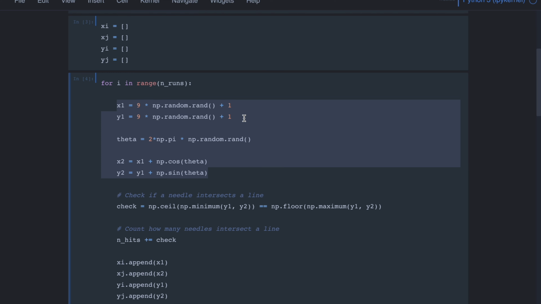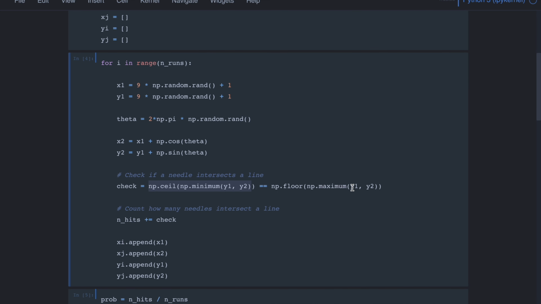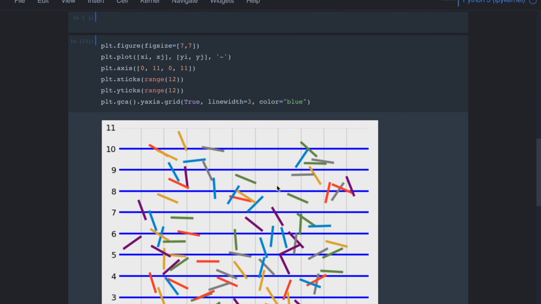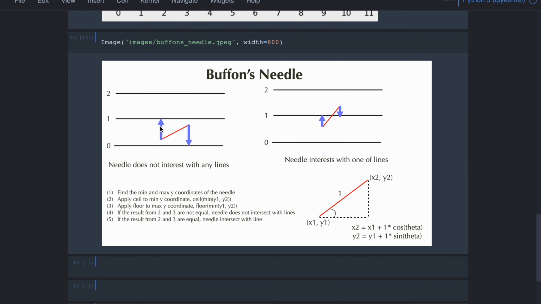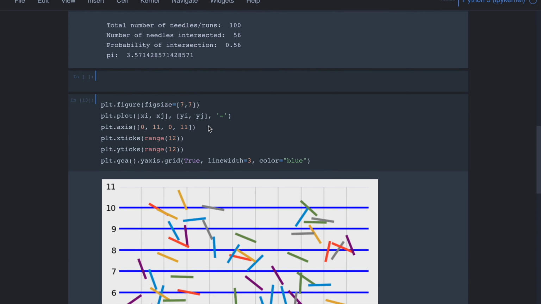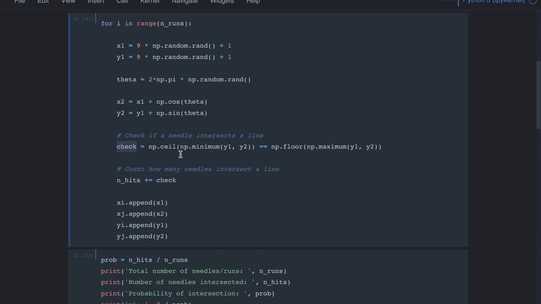So all we are doing is, first we are finding the minimum of y1 and y2, and to the minimum we are applying the ceil, and to the maximum we are applying the floor. Similarly here, to the minimum we are applying the ceil, to the maximum we are applying the floor. If the results of these two operations are equal, then the needle is intersecting with the lines, otherwise not. So here we are checking.